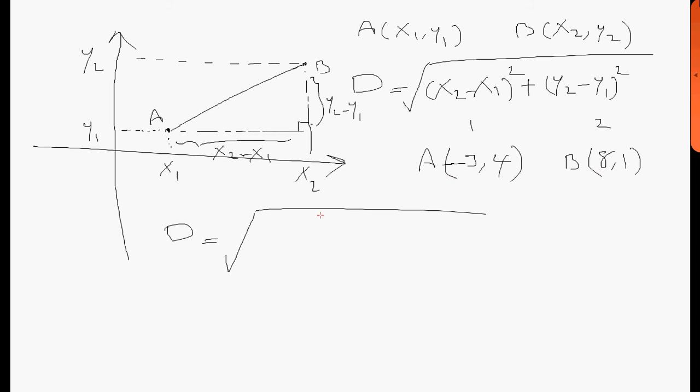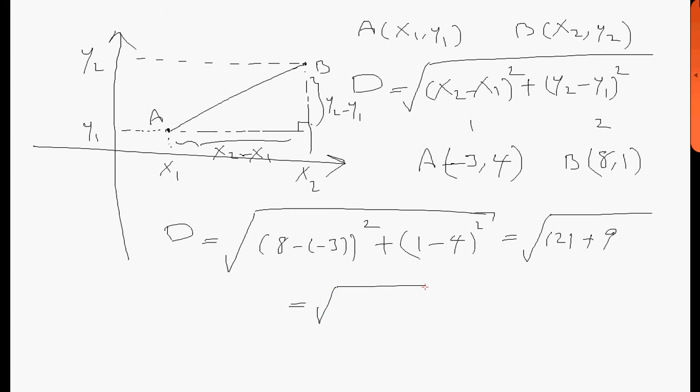x2 minus x1. That gives me 8 minus (-3) to the power of 2 plus y2 minus y1, that's 1 minus 4 to the power of 2. That gives me radical, this is 11 to the power of 2, 121, plus this is negative 3 to the power of 2, which is just 9. So the distance between the 2 points is radical 130.